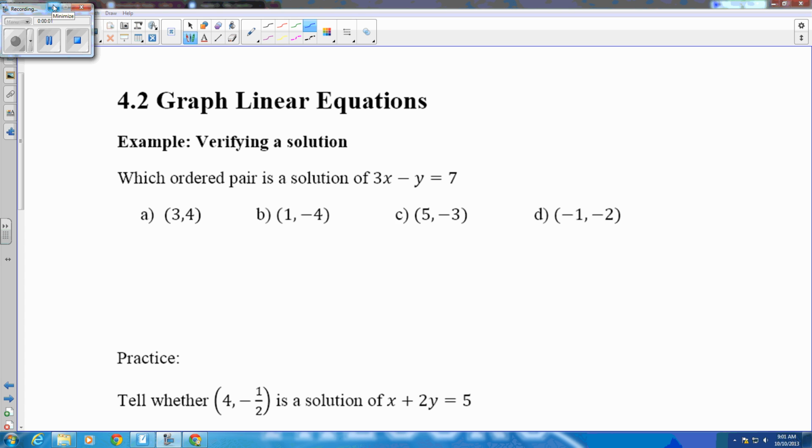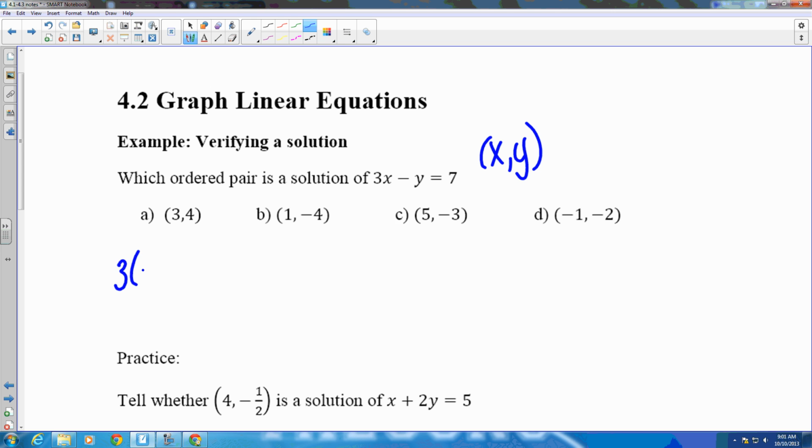All right, we're doing section 2 in chapter 4, graphing linear equations. First thing we're going to do in the chapter is finding which ordered pairs are solutions to 3x minus y equals 7. So when you find if something is a solution, you're plugging in the x value. Remember that a coordinate is always x, y. So you're plugging in the first number in for the x and the second number in for the y.